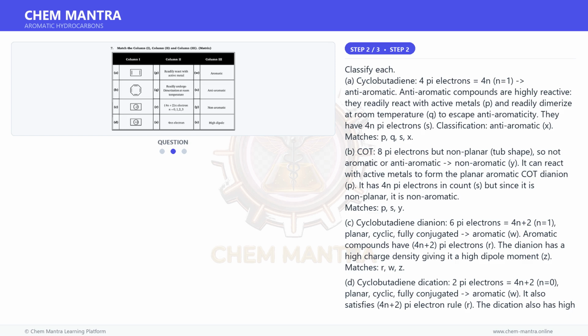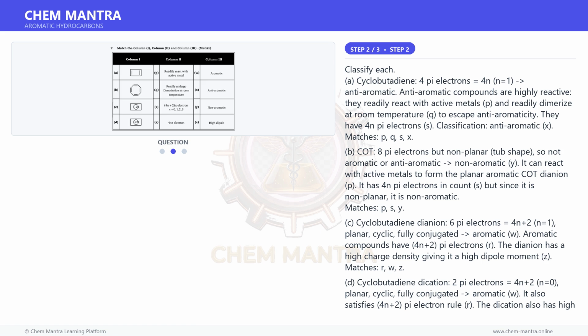Classify each. A. Cyclobutadiene, 4 pi electrons equals 4n, n equals 1, anti-aromatic. Anti-aromatic compounds are highly reactive. They readily react with active metals, P, and readily dimerize at room temperature, Q, to escape anti-aromaticity. They have 4n pi electrons, S. Classification, anti-aromatic, X. Matches P, Q, S, X.